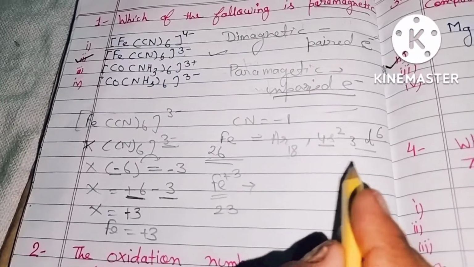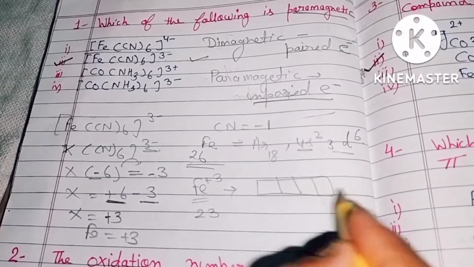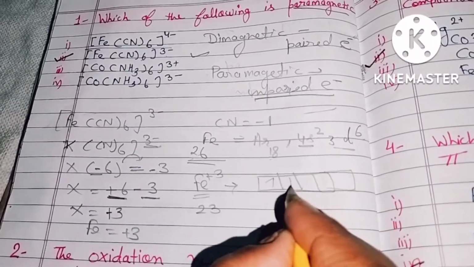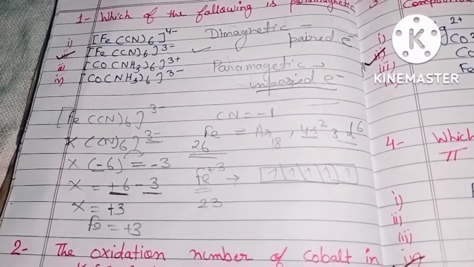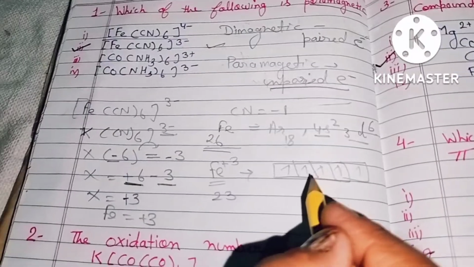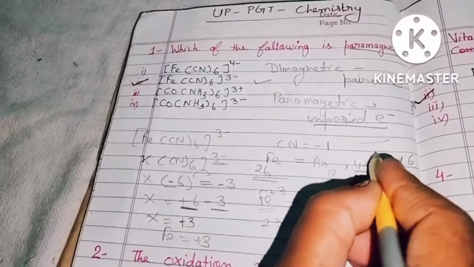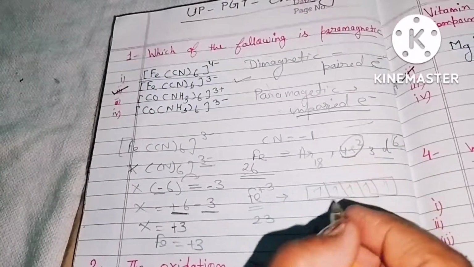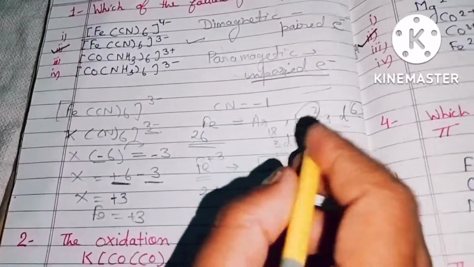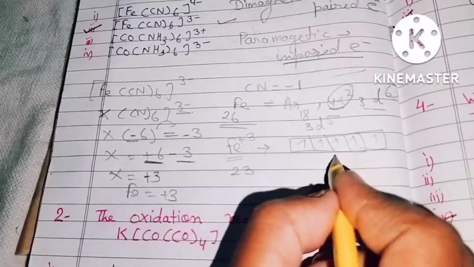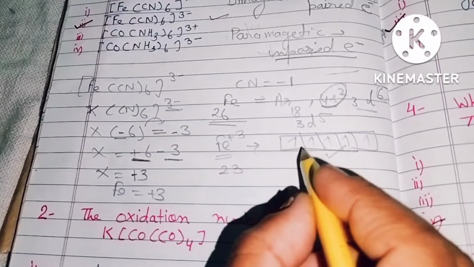The d orbitals contain 5 orbitals and hold 6 electrons. In this condition, 2 electrons are removed from the 4s orbital and 1 electron is removed from the 3d, and we get a 3d5 configuration, with 5 electrons in 3d.